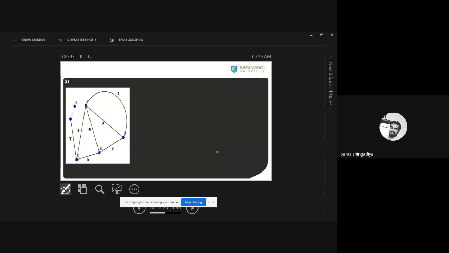Now for this graph, how many vertices are there? 6 vertices. And how many edges? 7 edges. Clear? So the size of the matrix will be 6 vertices by 7 columns. Okay, 6 by 7.